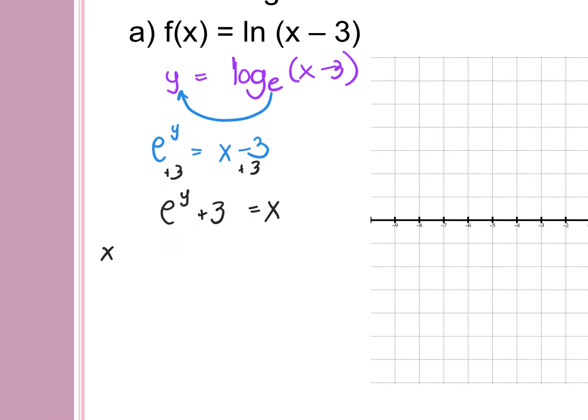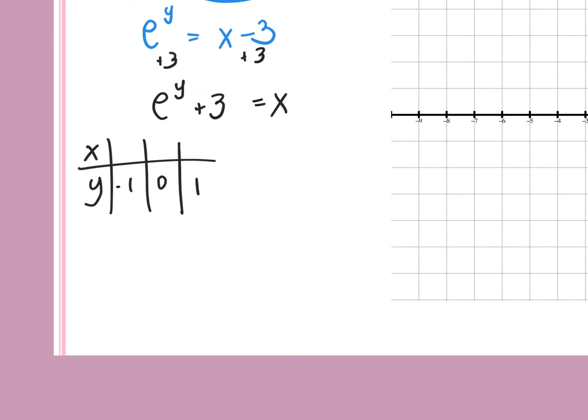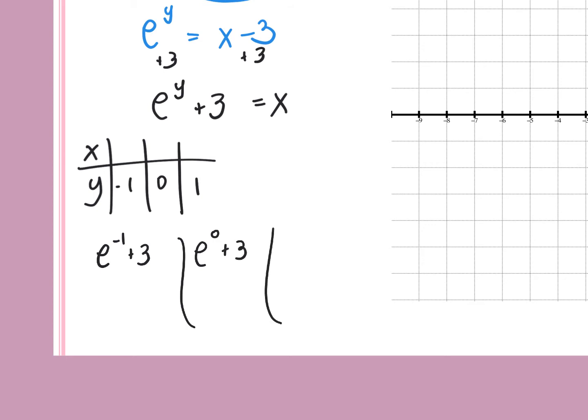And I plug in for y. So I'd get e to the negative 1 plus 3, e to the 0 plus 3, and e to the first plus 3. So e to the negative 1 is 0.378, so on, plus 3. That's 3.4. We're going to round our graphing to the nearest tenth. This would be 1 plus 3, which is 4. And this would be 2.7 plus 3, 5.7.